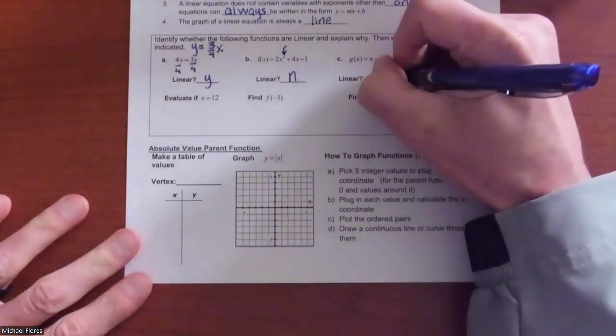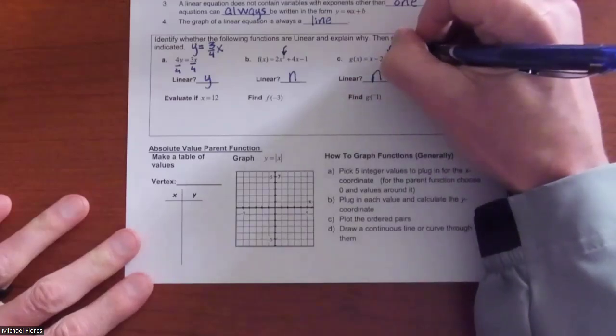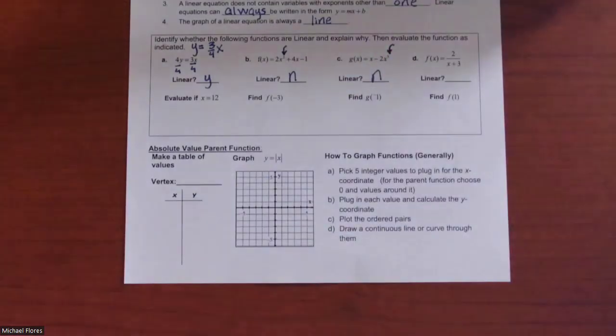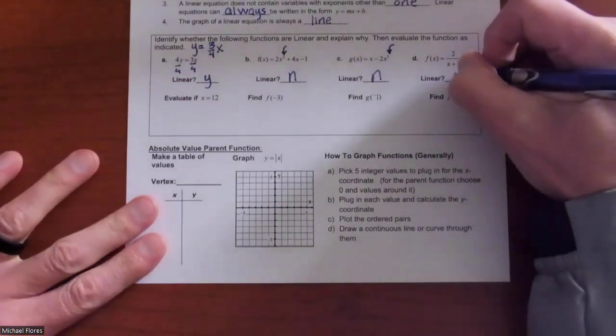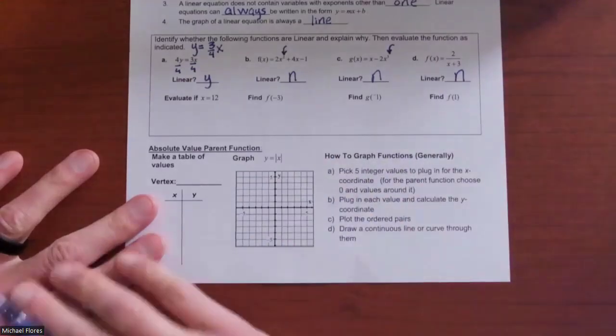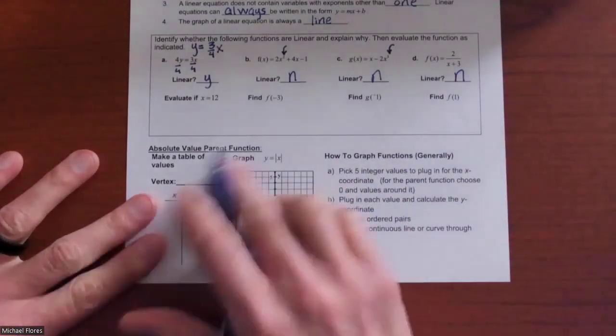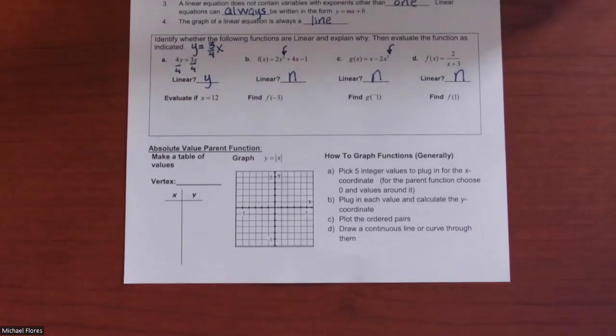This one, is this linear? No. You see that exponent of 3 right there? That's cubic. We'll be doing some of those also. And then this one also, no. You cannot have x in the denominator. All right, next, let's evaluate these functions.